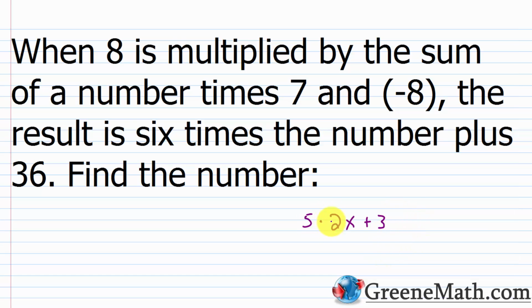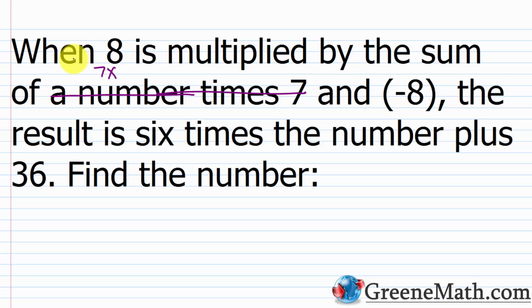Right? Now I'm just multiplying 5 times 2x. I'm forgetting about the 3. So it's important you understand that before we start trying to attack this problem. So again, when 8 is multiplied by the sum of a number, and I'll replace this with x, and it's being multiplied times 7, so this would really be what? Let's just write this whole thing as 7x. Makes it nice and simple.